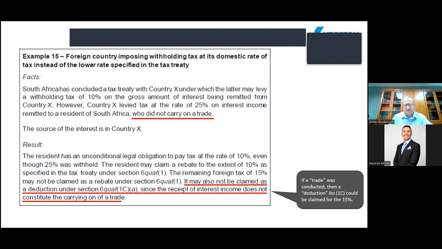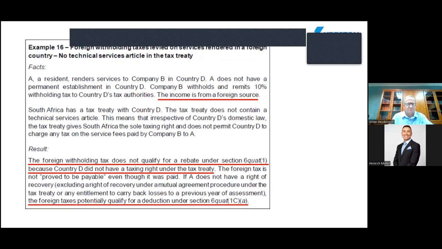It may not be claimed as a deduction because why? You're not carrying on a trade. So remember, you get a rebate even if you do not carry on a trade. You get the deduction only if you carry on a trade. If you did carry on a trade, for example, you were a bank, you get a rebate for the 10%, and the other 15% you get a deduction for.